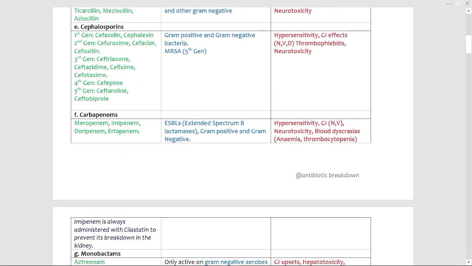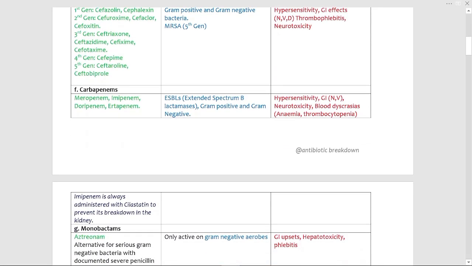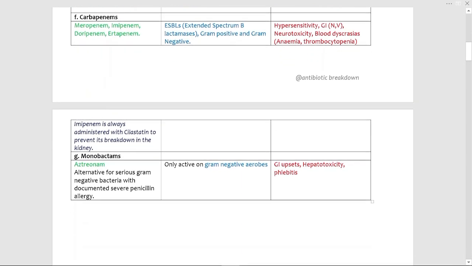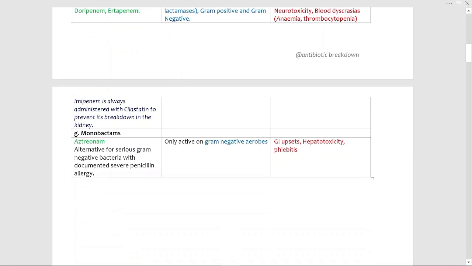We also looked at the carbapenems, and here we added a very crucial point: one of the carbapenems, imipenem, is easily degraded by the kidney, and that being said, we tend to co-administer it with cilastatin. We also looked at the monobactams, one of which is called aztreonam, which is only effective when acting against gram-negative aerobes. But here we also say that it's always an alternative when a client has a gram-negative bacteria but is allergic to penicillin. We can issue aztreonam.